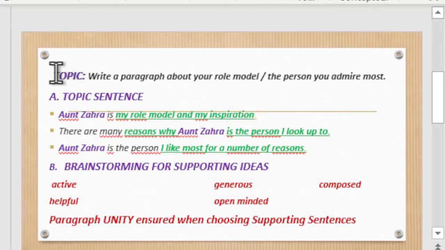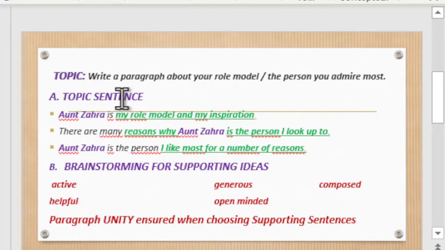So let's consider the following topic. Say, for example, we are asked to write a paragraph about our role model, about the person we admire most. So this is the topic that we are asked to write about. So we need to decide on a topic sentence.